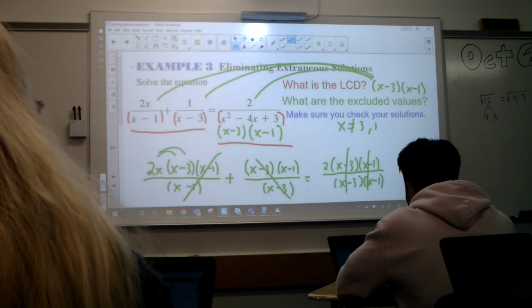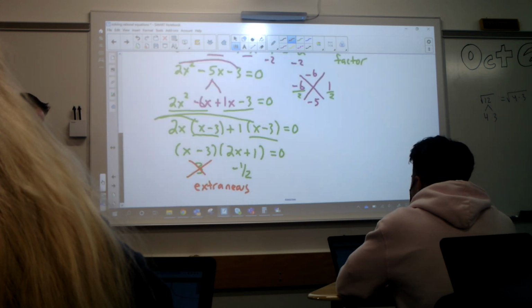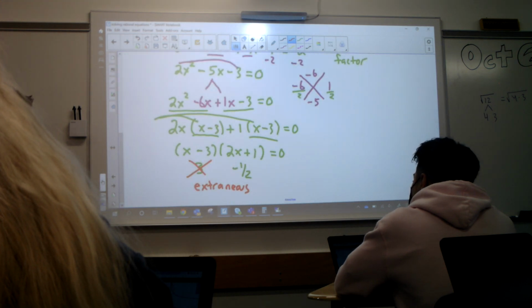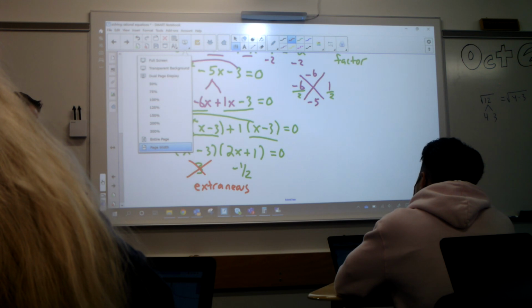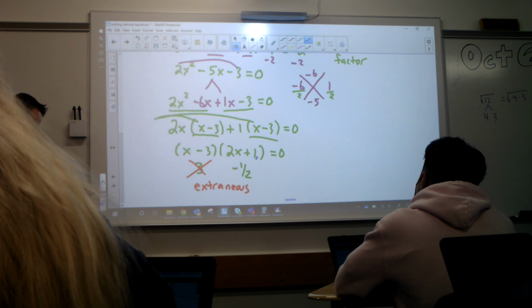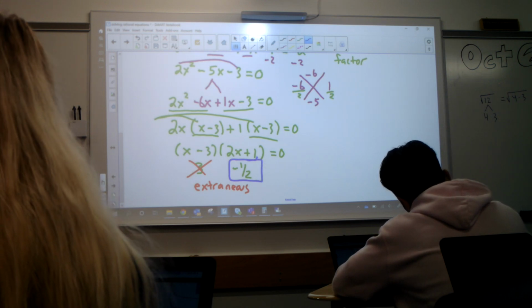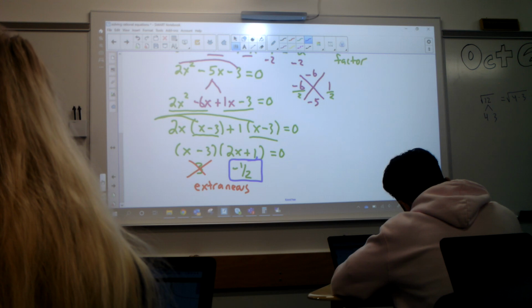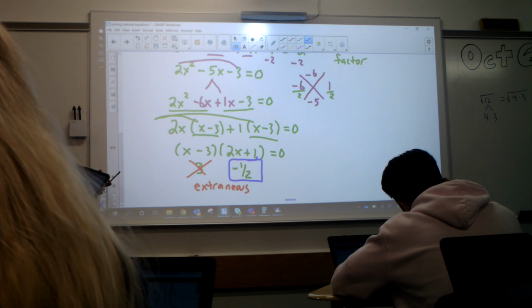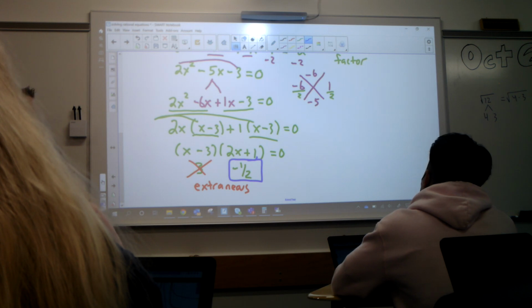When we first looked at, what was the first one? It was 3. That was extraneous. But now, we know that this solution, negative 1/2, it is a real solution. Alright, not done yet. What's the last step? Thumbs up. Good job. Pat yourself on the back. That was a hard problem.